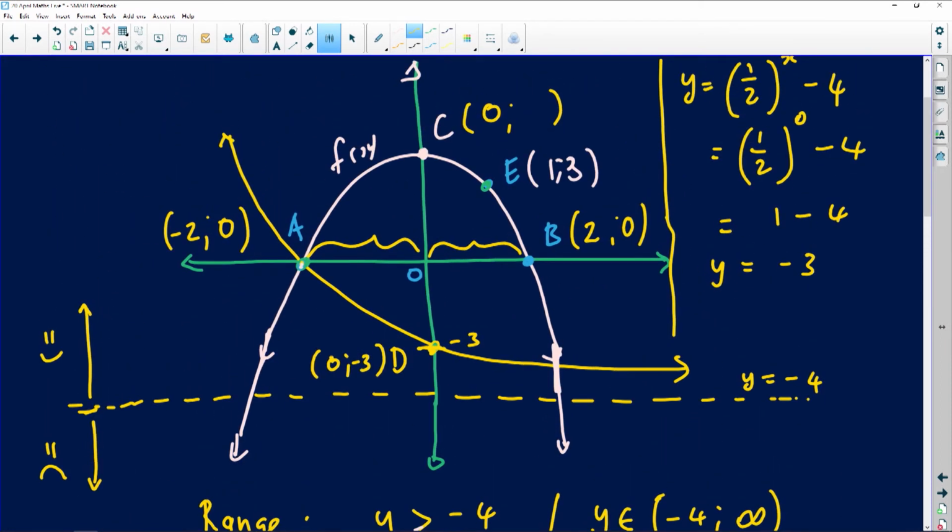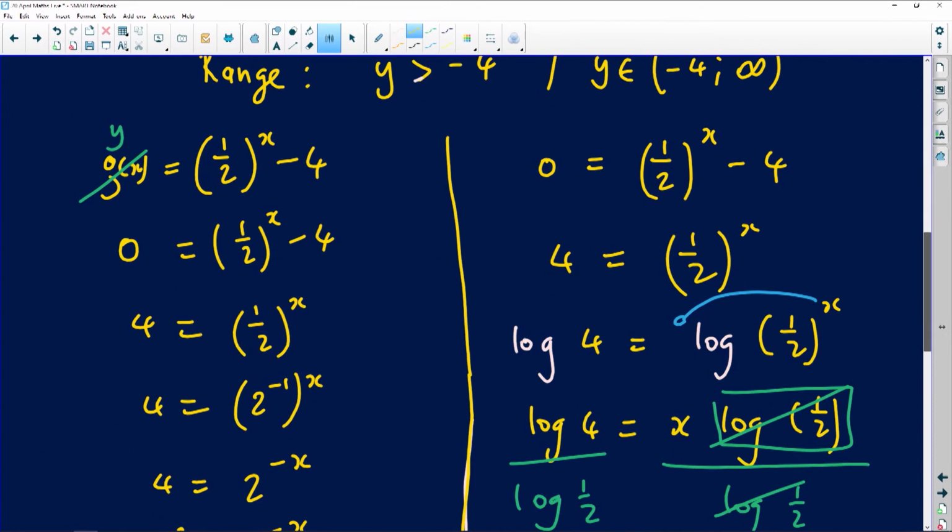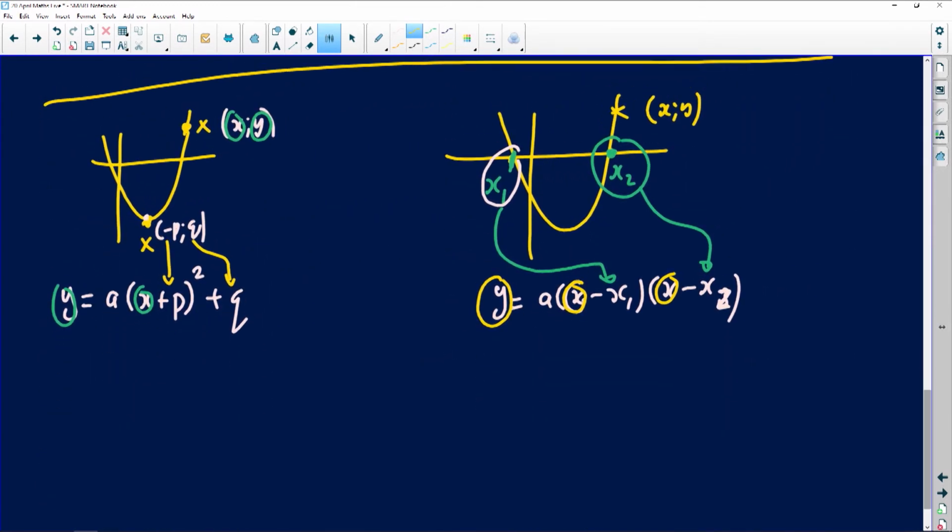Now, if you look at the white graph, pay attention to the white graph. You will notice that the white graph passes through point A and point B, which we know the coordinates of, and those happen to be the x-intercepts. In addition, we know that this white graph passes through point E with the coordinates 1 and 3. That means I've got my random point, which is 1 and 3, but the important thing is I've got x-intercepts at -2 and +2. So I'm going to use that idea, which is this one.